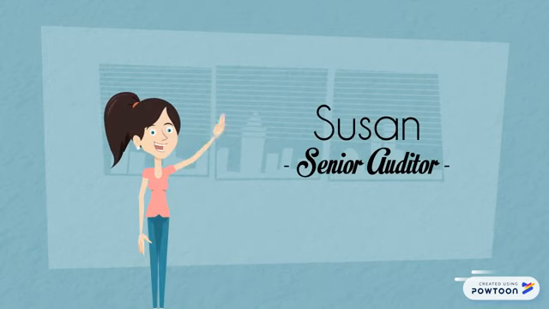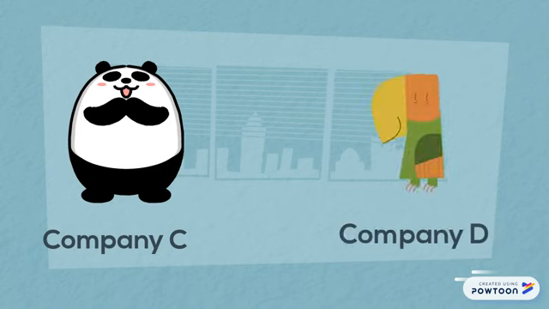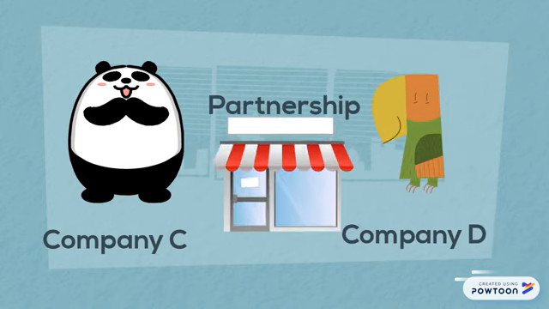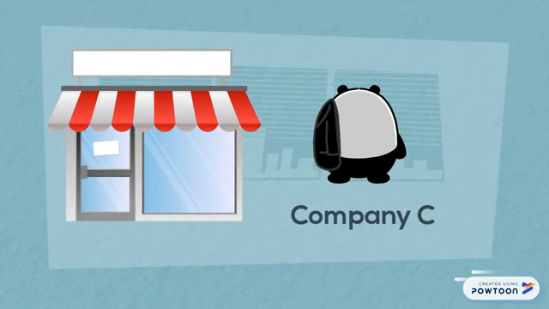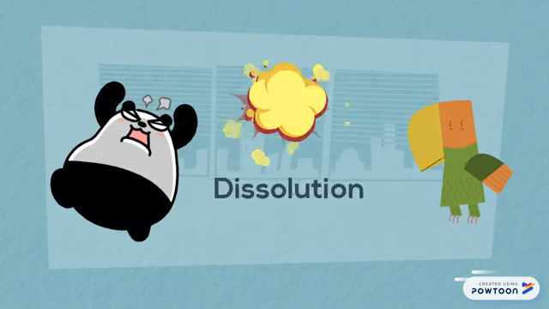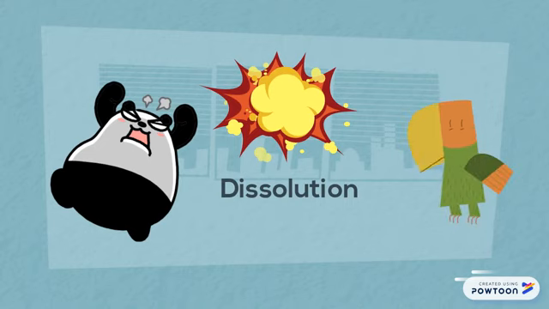Susan is a senior auditor with 4 years of experience. Company C and Company D have been in a partnership for 5 years. Now she wants to leave the business. However, a dispute arises from disagreement in the process of dissolution. They are currently in a lawsuit regarding the matter.